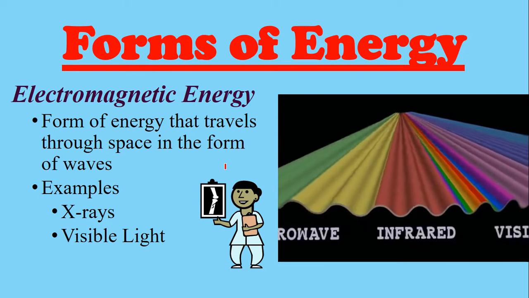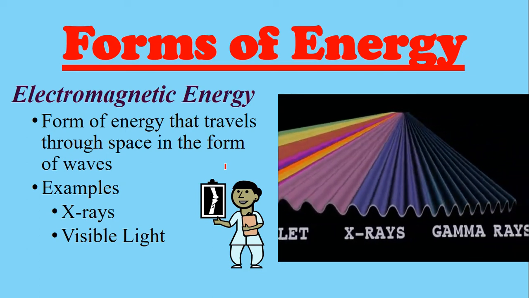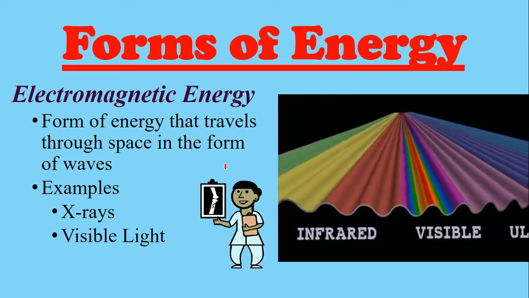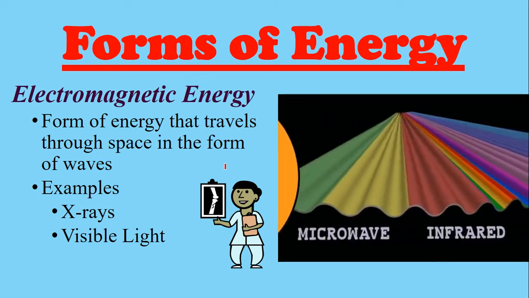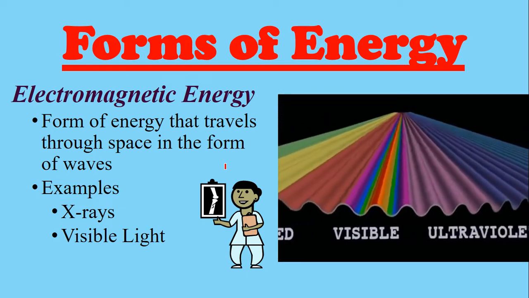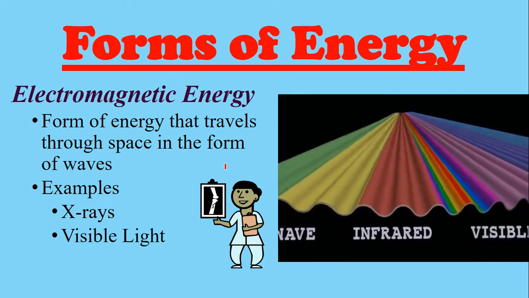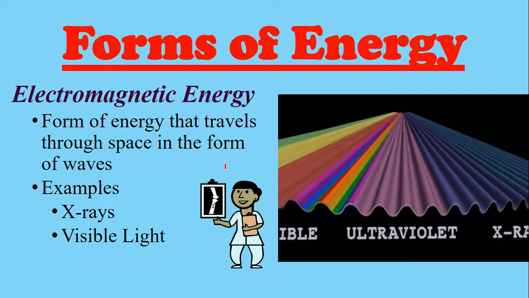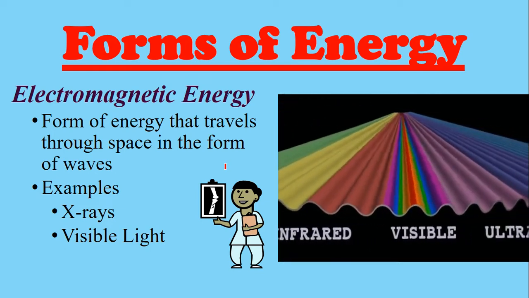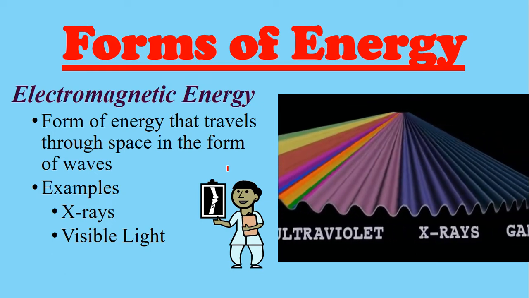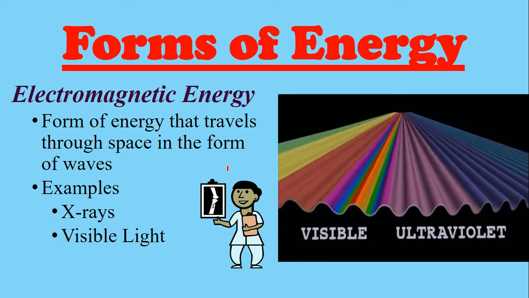The next form of energy is called electromagnetic energy. This is energy that travels through space in the form of waves. Some examples are X-rays or visible light. At some point, we're going to cover waves, and we're going to talk a lot more about these electromagnetic waves and the forms they come in. You can see in this GIF all the different types of electromagnetic energy. I have covered one, gamma rays, when I talked about nuclear decay.